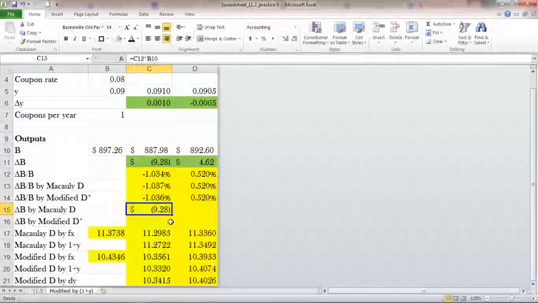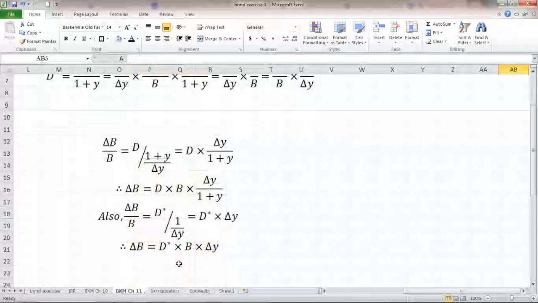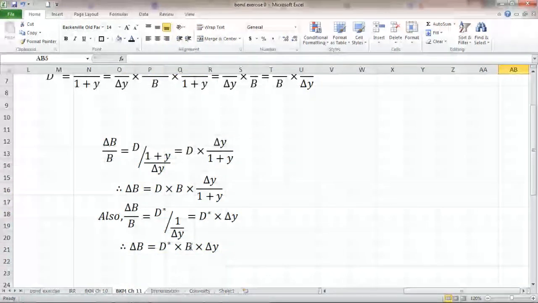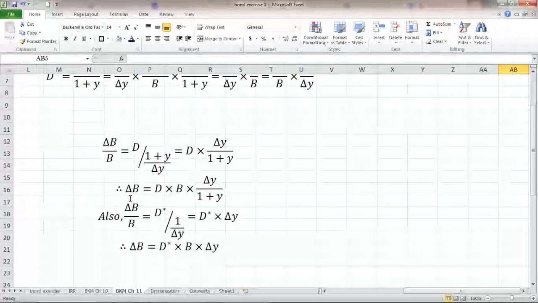9.28 negative, right? That means it goes down. And 4.26, exactly, right? And then what about the bond price change by modified duration? We already have this. So it's simply modified duration times B, right? In other words, this times B.